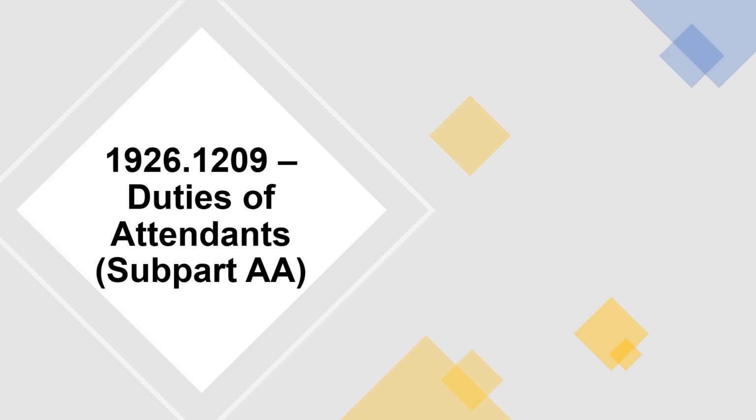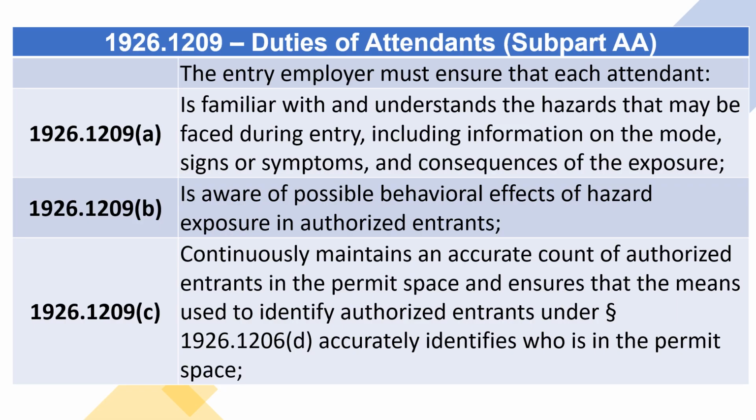1926.1209, duties of attendants. The entry employer must ensure that each attendant: (a) is familiar with and understands the hazards that may be faced during entry, including information on the mode, signs or symptoms, and consequences of the exposure; (b) is aware of possible behavioral effects of hazard exposure in authorized entrants; (c) continuously maintains an accurate count of authorized entrants in the permit space and ensures that the means used to identify authorized entrants under Section 1926.1206(d) accurately identifies who is in the permit space.